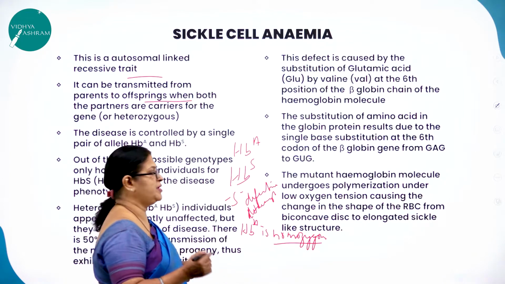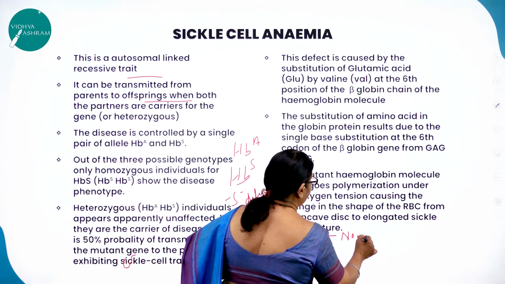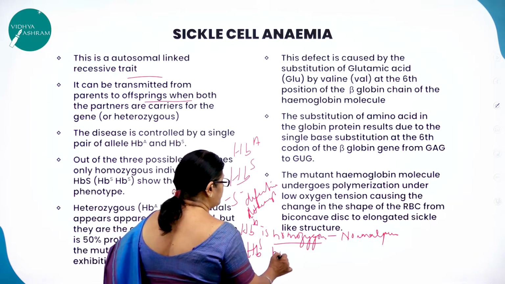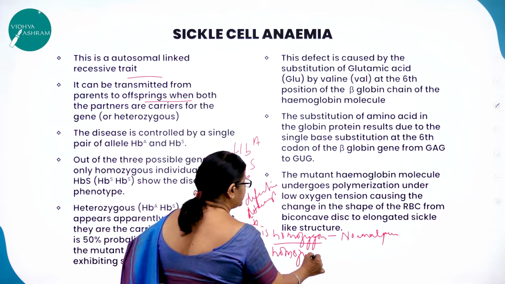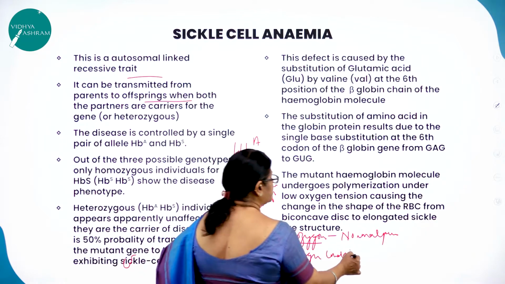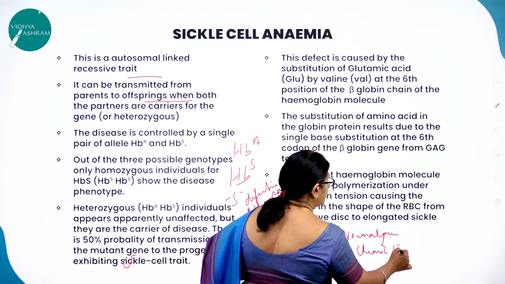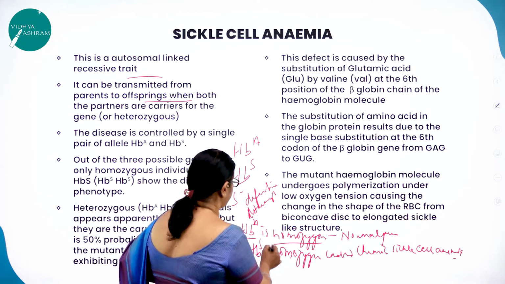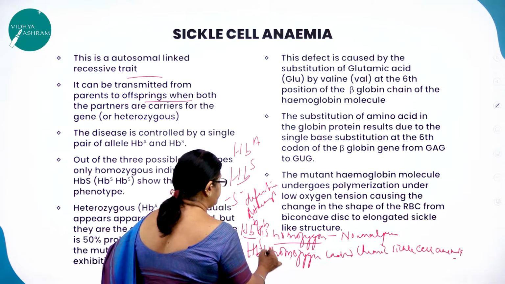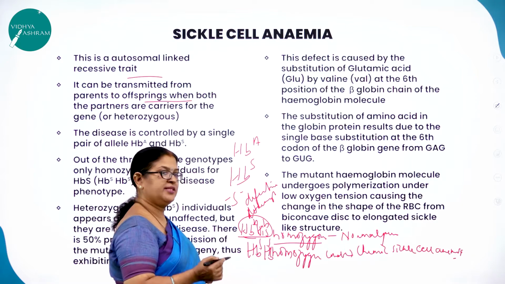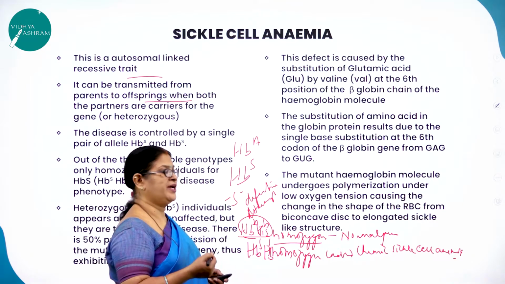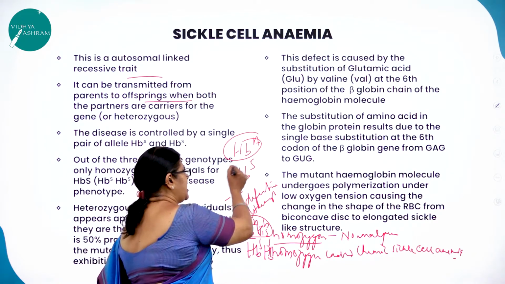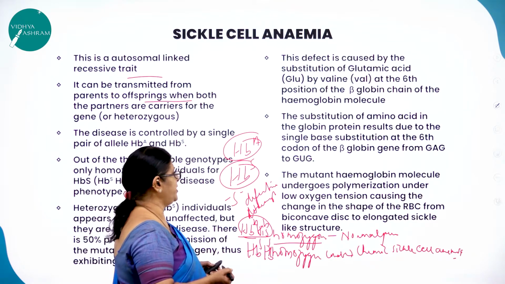then the person will be a normal person. So he or she will not have what? Sickle cell anemia. If HbS occurs in homozygous condition, then definitely the person will be affected with chronic sickle cell anemia. So HbA, HbS. The gene for the normal hemoglobin is HbA, whereas the allele for the defective hemoglobin is HbS.